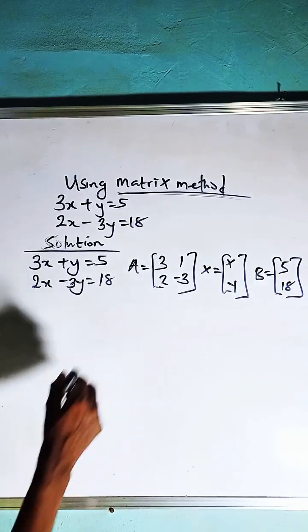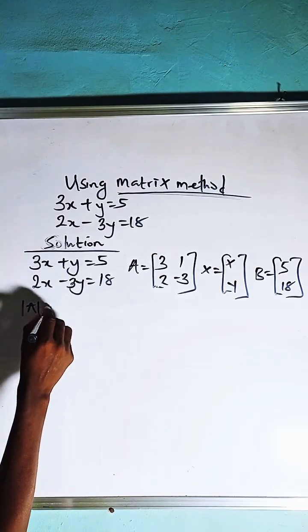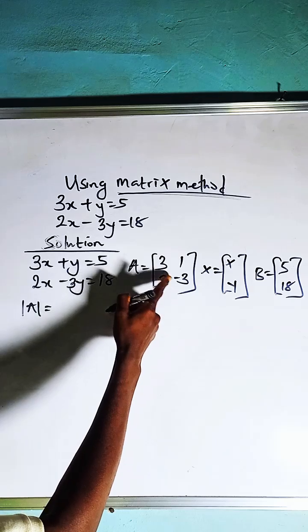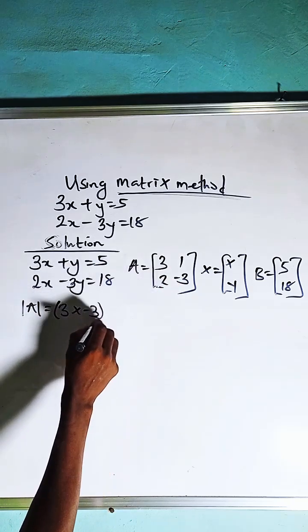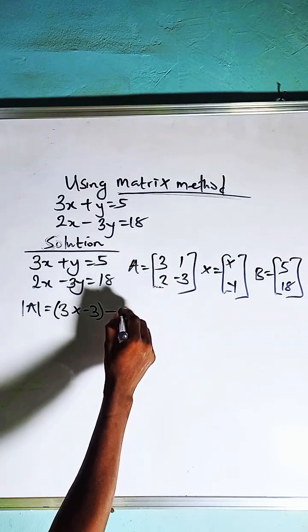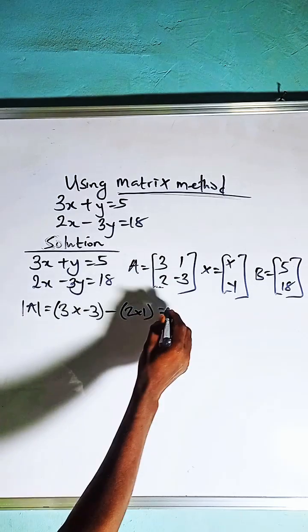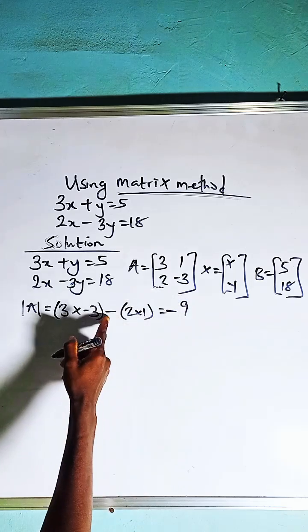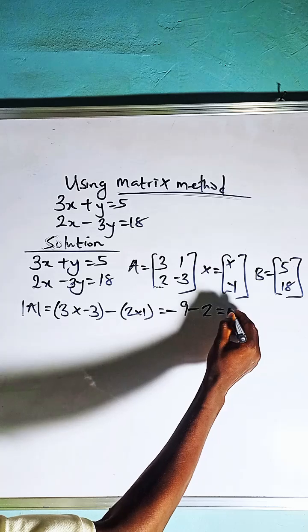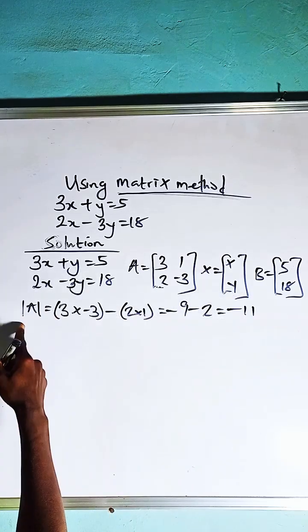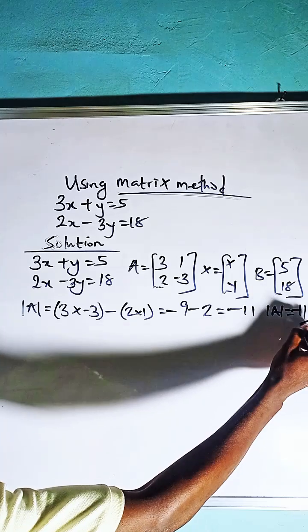The next thing we do, we take the determinant of matrix A. For the determinant, we multiply the diagonal, so we have 3 times minus 3, minus 2 times 1. So 3 times minus 3 is minus 9, minus 2 times 1 is 2. So here we have minus 11, which is the determinant of matrix A.